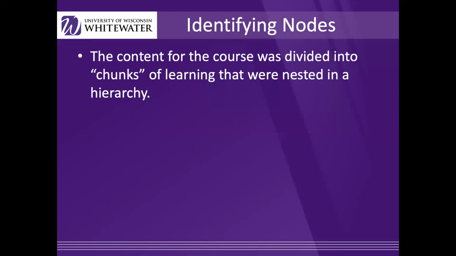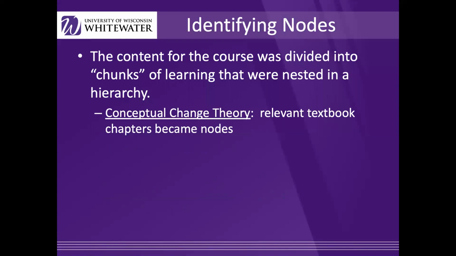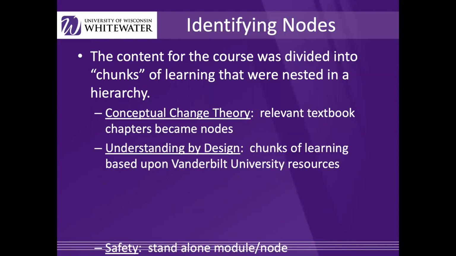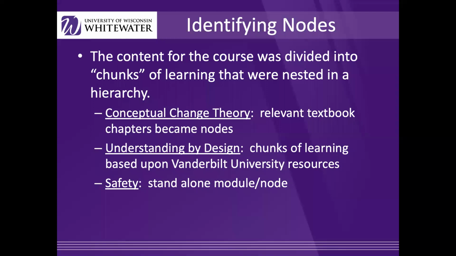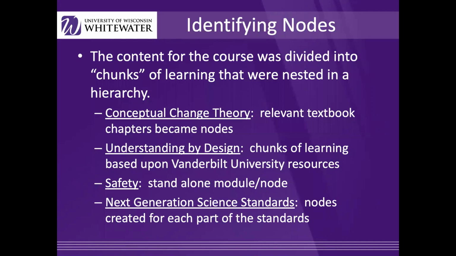And to give some context for my 3-credit class, there ended up being 49, 50 chunks of learning that were developed and then had to be structured into a hierarchy that we'll get to in a little bit. And they really built around the idea of conceptual change theory, which is that major research base of how people learn science and have trouble learning science. Understanding by design, we actually use backward design to learn about backward design. Safety, important in any science course. And then there's elements of the Next Generation Science Standards.